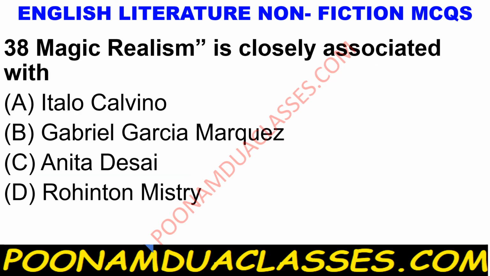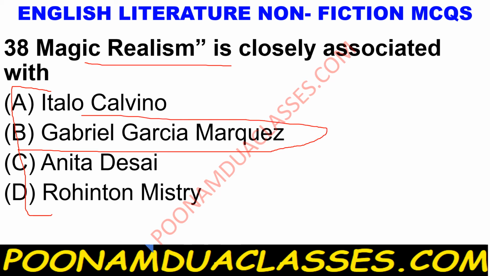Next question, question number 38. Magic realism is closely associated with which of the following writers? The correct answer is option B, Gabriel Garcia Marquez. It is often said that the works of Colombian novelist and short story writer Gabriel Garcia Marquez are quintessential examples of magical realism fiction that integrates elements of fantasy into otherwise realistic settings.